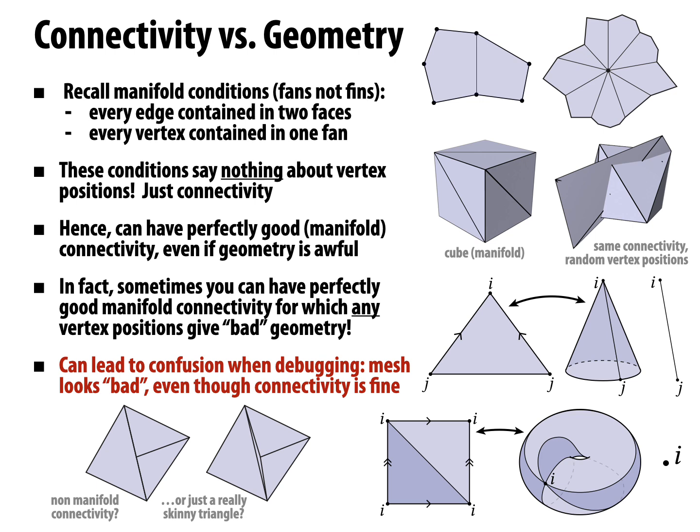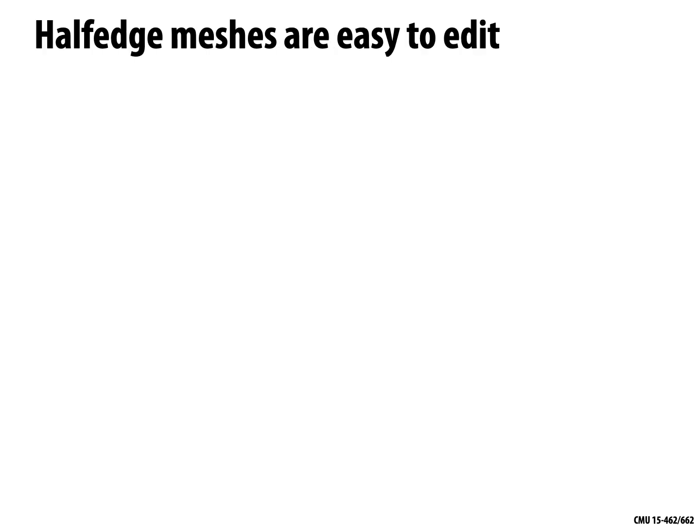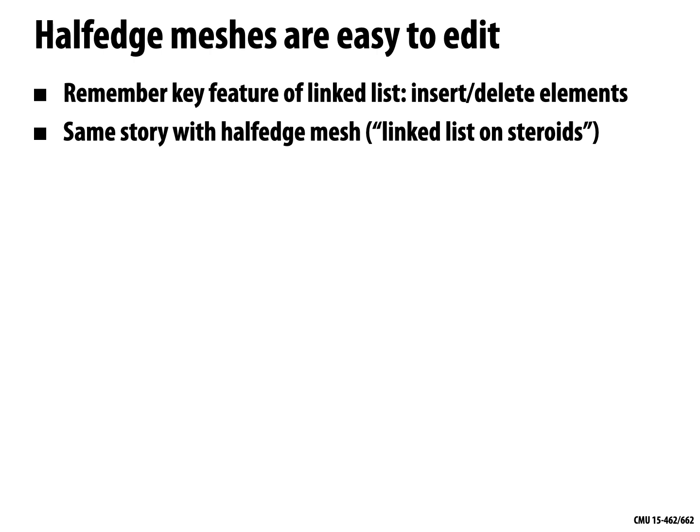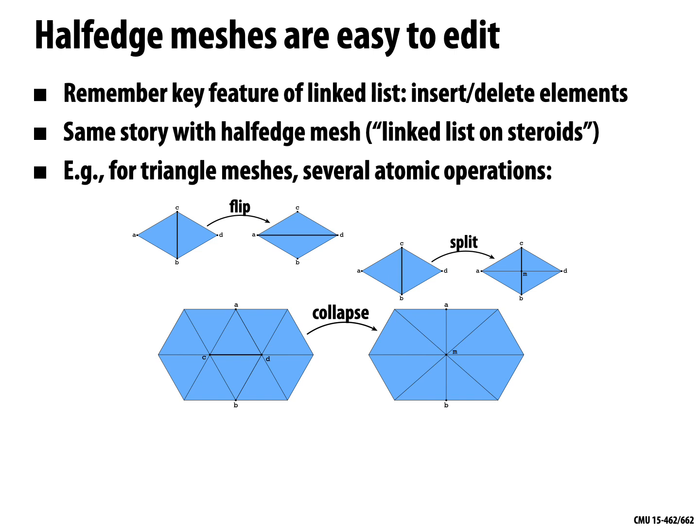Okay? All right. So why do we like half-edge meshes? Why are they a good thing? Why are we going to use them for this class? Well, for one thing, remember a key feature of linked lists. Linked lists, we liked them because we could insert and delete elements. Right? We take it out, we link up the ones that are remaining, and everything's good. Same story with a half-edge mesh. You can think of a half-edge mesh as like a linked list on steroids. We have all these linked lists all over the place. So for triangle meshes, for instance, we can do lots of little atomic operations, little local modifications of our connectivity that preserve this structure of a half-edge.